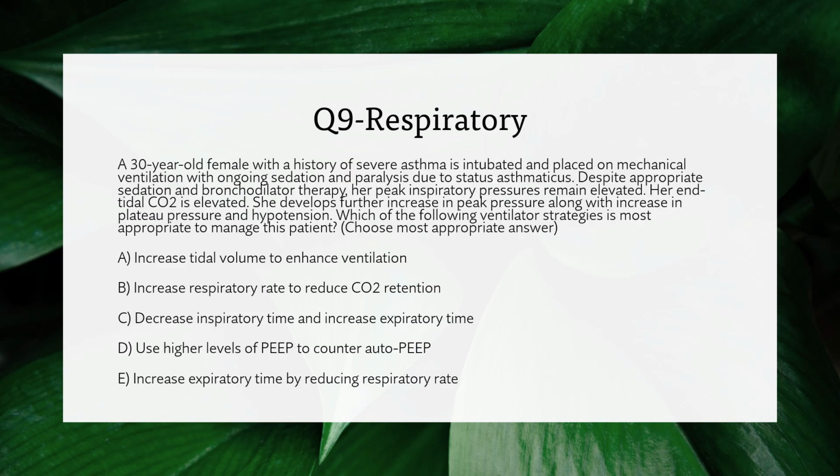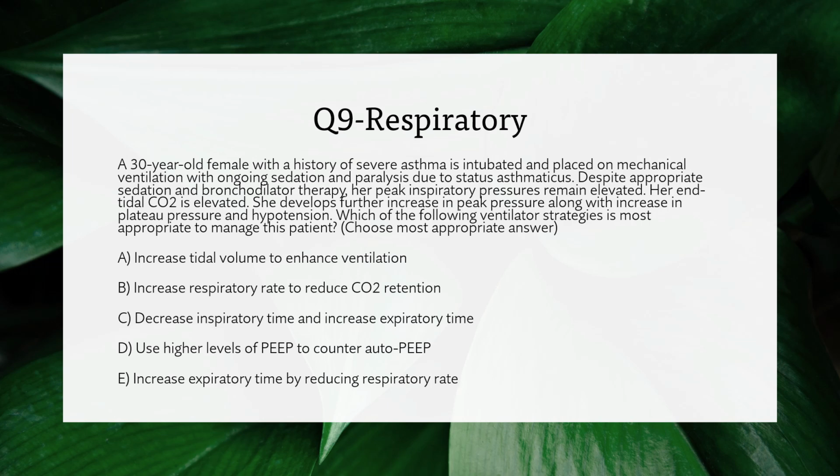Question number 9. A 30-year-old female with a history of severe asthma is intubated and placed on mechanical ventilation with ongoing sedation and paralysis due to status asthmaticus. Despite appropriate sedation and bronchodilator therapy, her peak inspiratory pressure remains elevated, her end tidal CO2 is elevated, she develops further increase in peak pressure along with increase in plateau pressure and hypotension. Which of the following ventilator strategy is most appropriate to manage this patient?